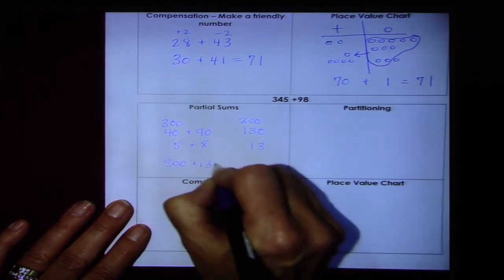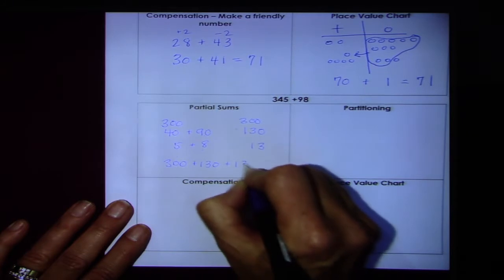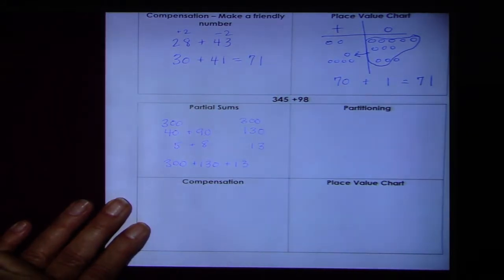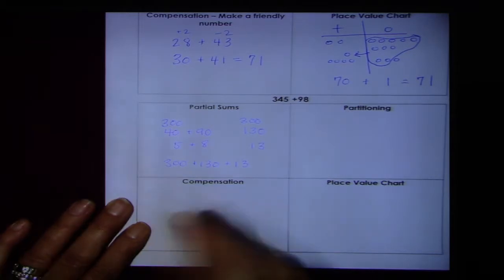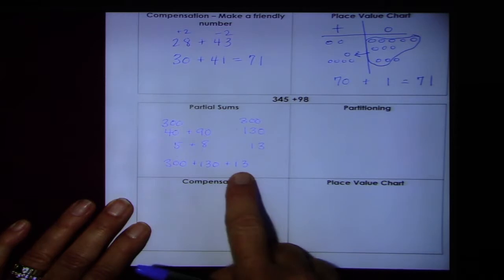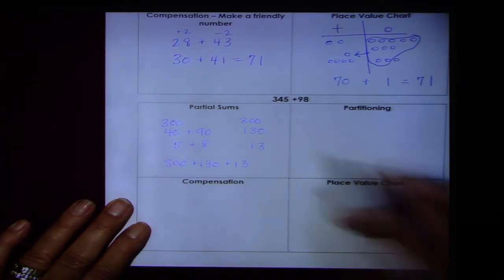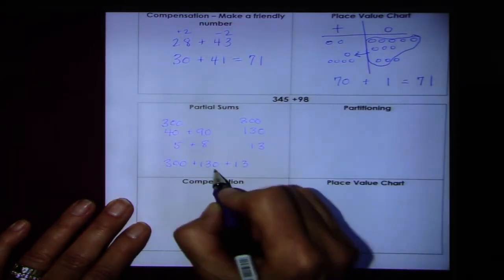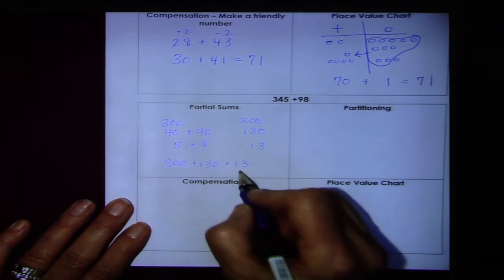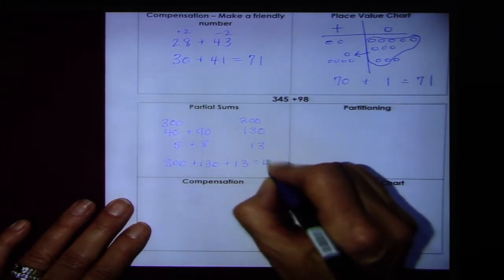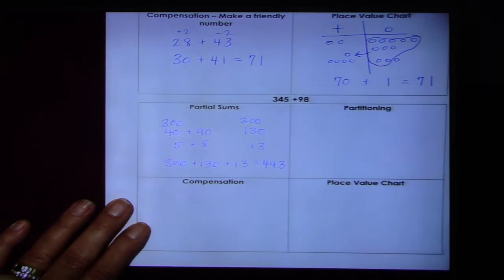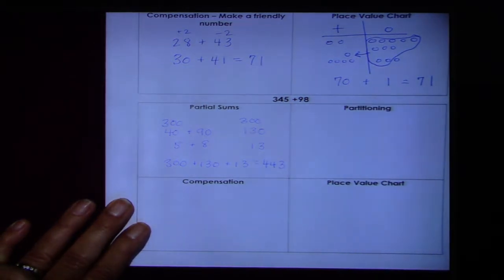And at this point, struggling kids would have broken it down again. They would have added the hundreds together, and then the 30 and the 10 together, and then the 3. Most kids don't need to do that because we're getting to fairly easy numbers here. So this is 300, 430, 443. That makes sense?